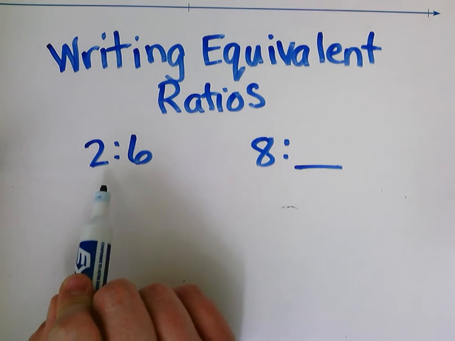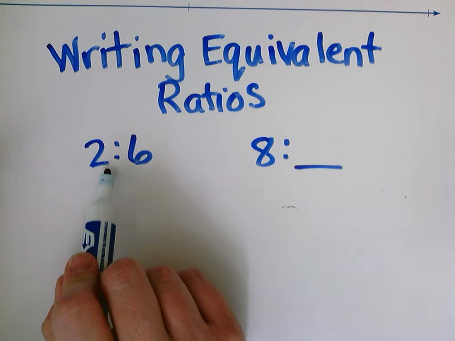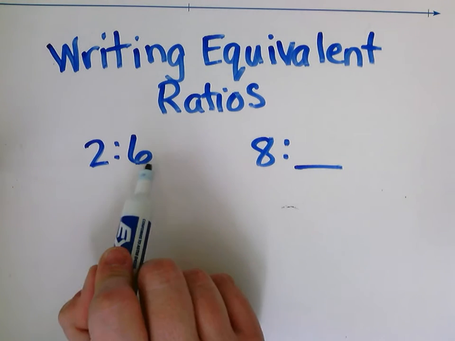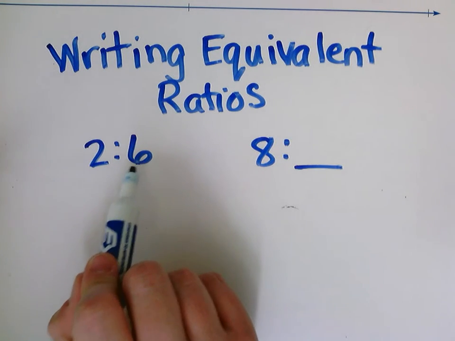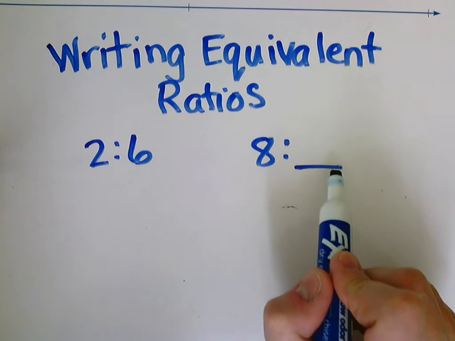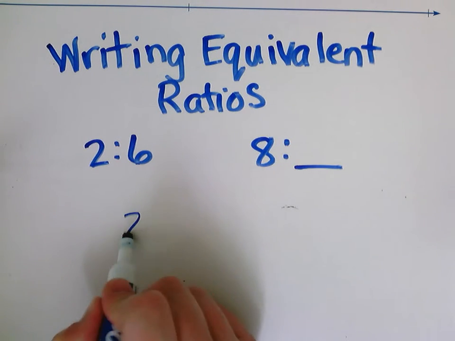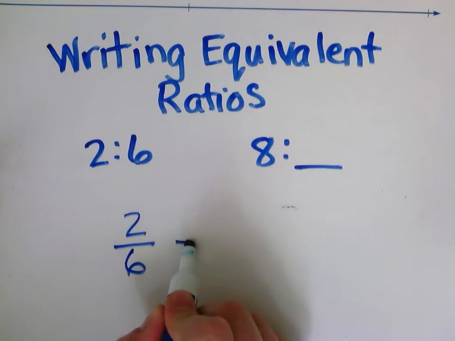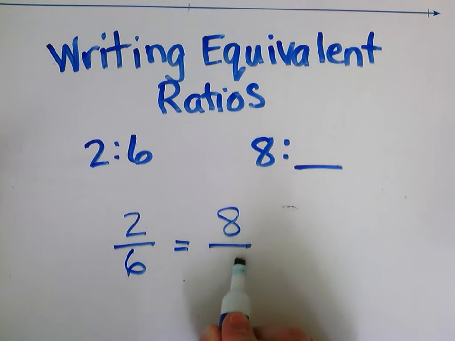Sorry, guys. So for every 2 bones my dog eats, 6 he buries in the backyard. So if he ate 8 bones, how many did he bury in the backyard? So that's what we're going to do. I'm going to write that out as a fraction: 2 over 6 equal to 8 out of how many?